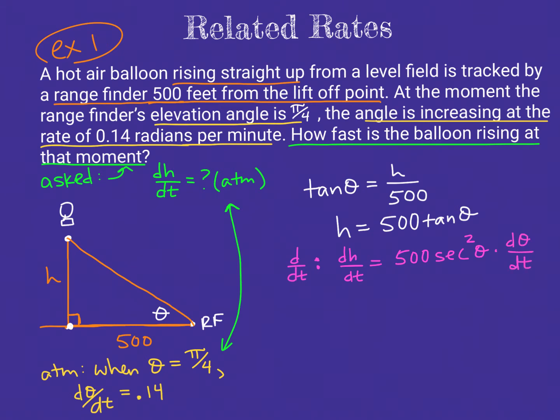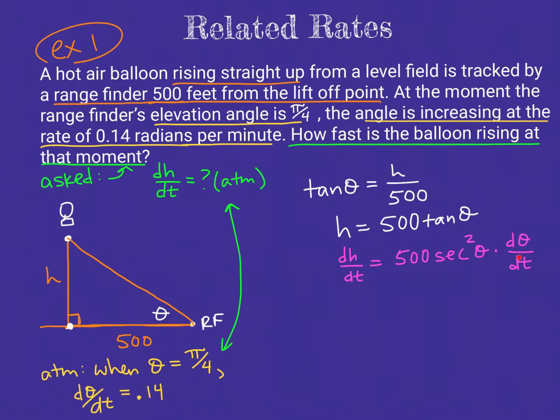So we have now found our calculus equation that we can plug the at-the-moment values into. We couldn't plug these in too early because they would freeze our equation and they wouldn't allow us to actually differentiate. If we plugged in pi over 4 here, that is just a value, the tangent of pi over 4. It wouldn't allow us to have done the calculus of differentiating.